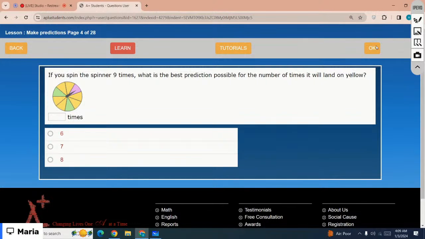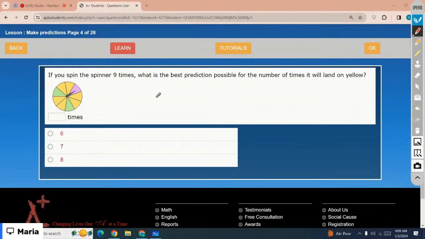Okay, it will land on yellow. Let's just check the probability it will land on. Probability of yellow is 1, 2, 3, 4, 5, 6. 6 out of 9, right?